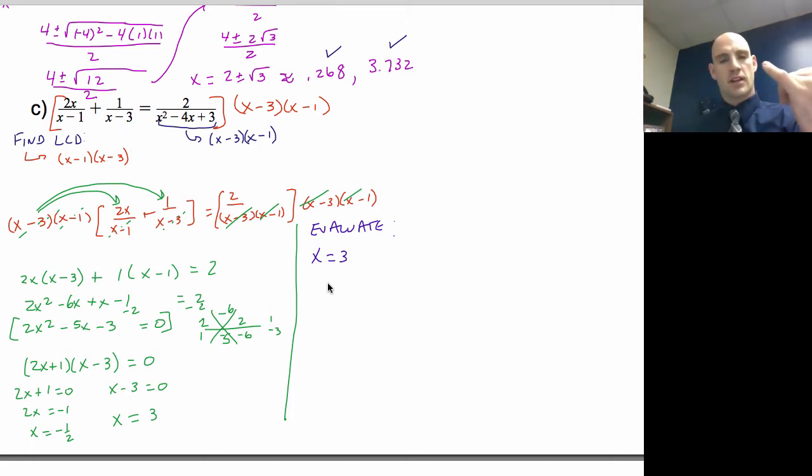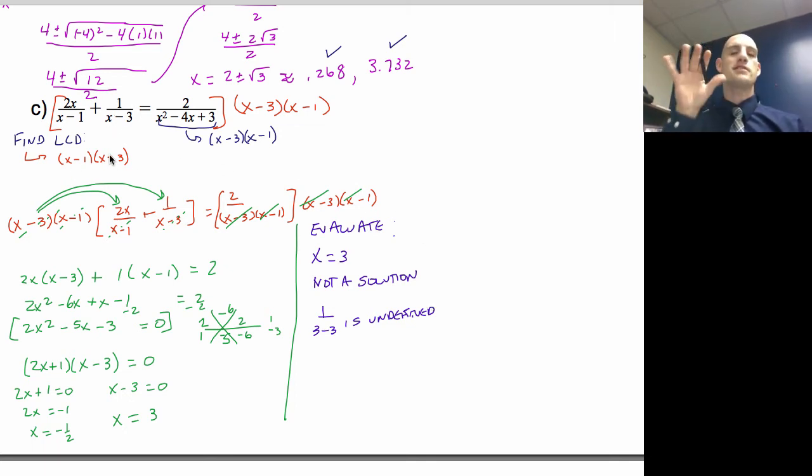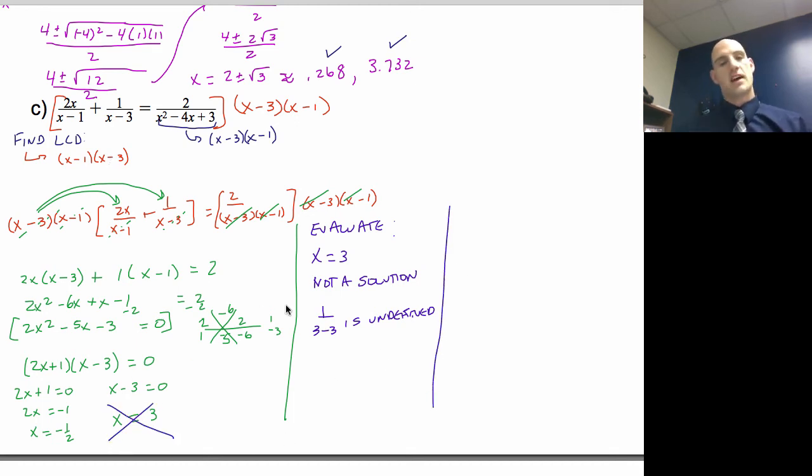So actually, this is not a solution because 1 over 3 minus 3 is undefined. That's from my original function. So I'd have 0 on the bottom, which makes it undefined, and so I already know that this is not a solution. So let's test the other one. There's no obvious bottom parts that make it undefined, and so let's just evaluate.